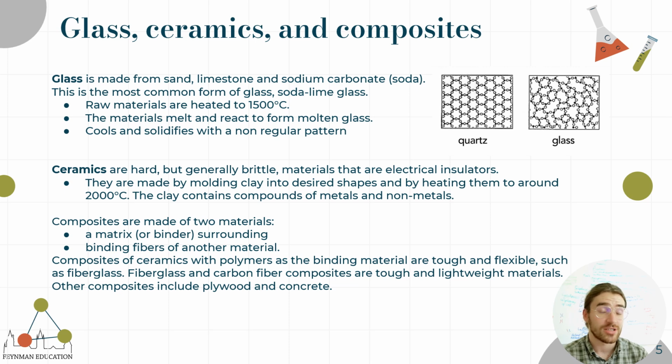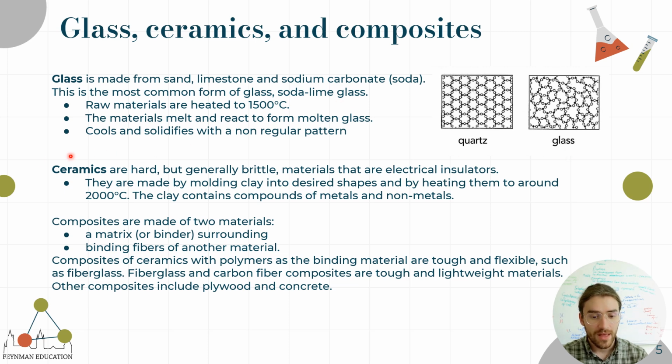So the raw materials are going to be heated to 1500 degrees Celsius. This is going to melt them and join them together. So they react to form this substance, this molecule called glass, okay, and then it's going to cool and solidify with a non-regular pattern. Now what are they talking about? When we talk about a non-regular pattern, something like quartz has a regular pattern, whereas glass has a non-regular pattern when its molecules are going to cool and join together.